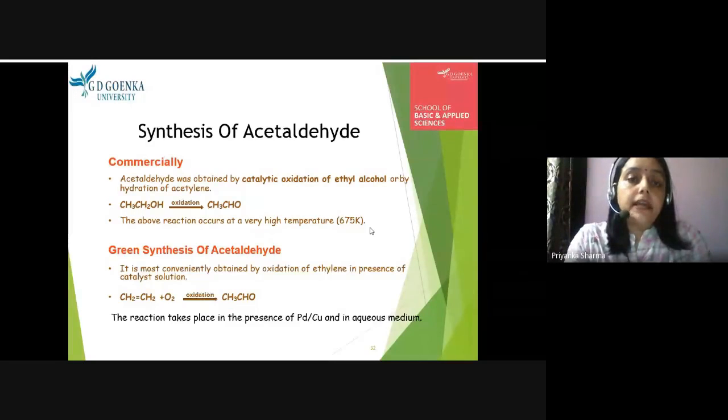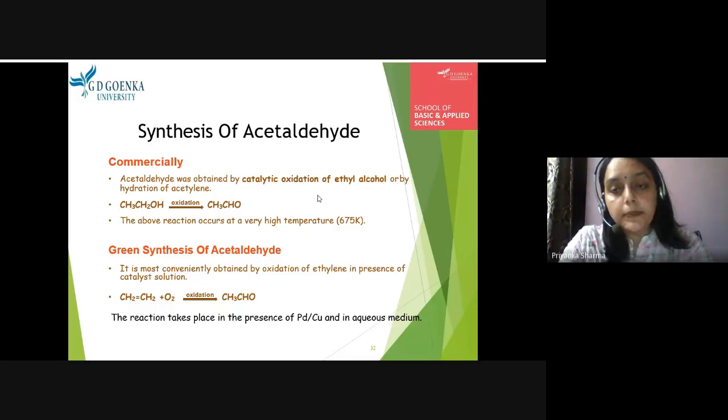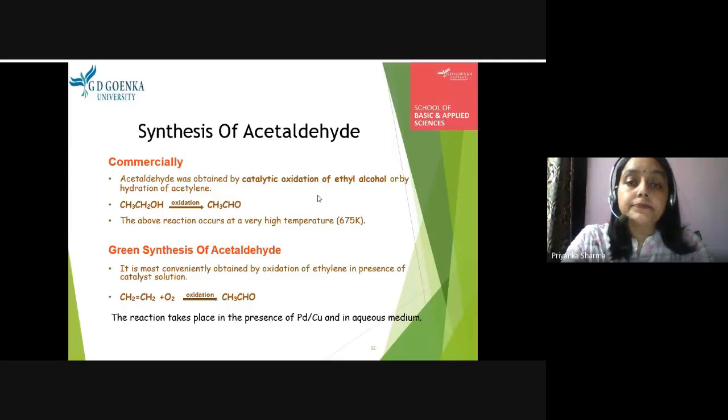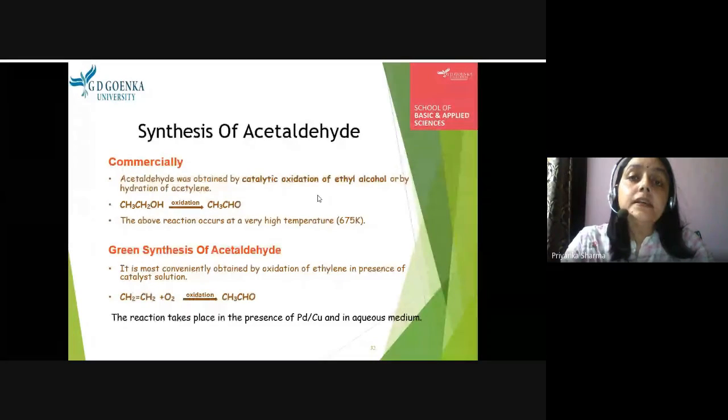which is around 675 Kelvin. A very high temperature is required. Because for attaining this high temperature, there is a loss of high energy, an alternate route was introduced, that is the conversion into acetaldehyde from ethylene. This reaction is carried out at room temperature in the presence of the catalyst palladium and copper. So a large amount of energy can be saved.